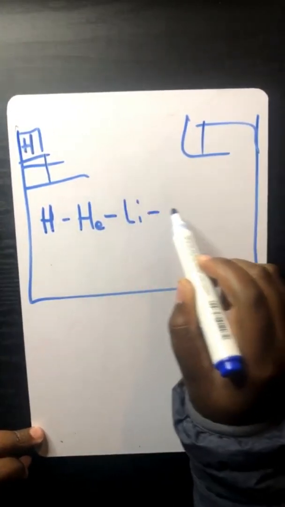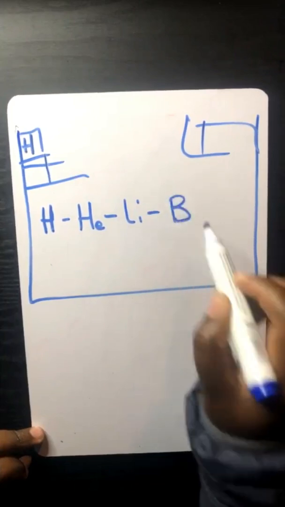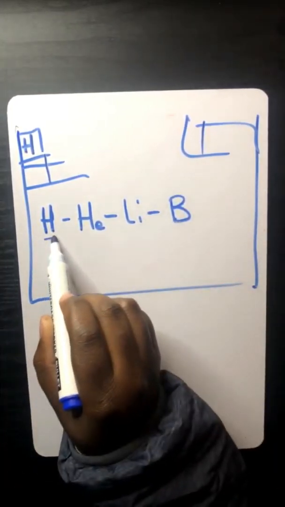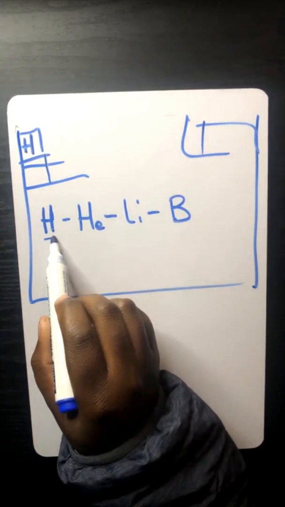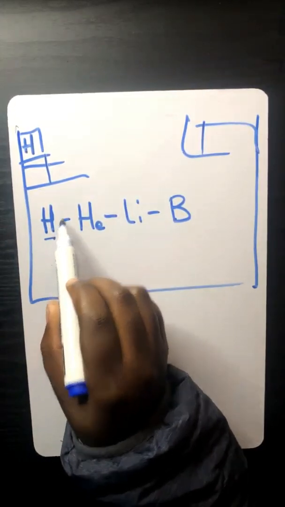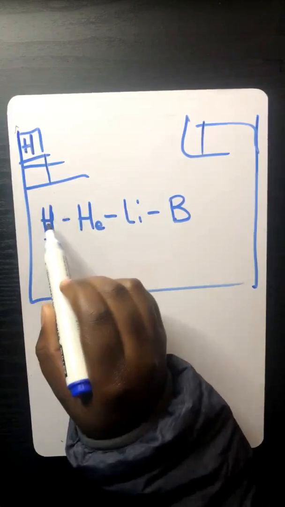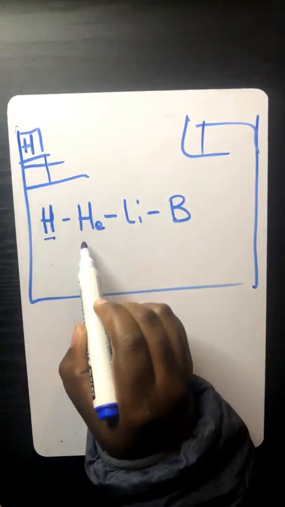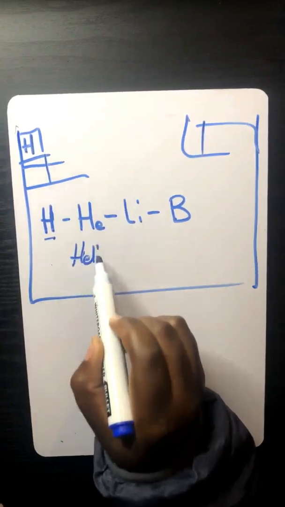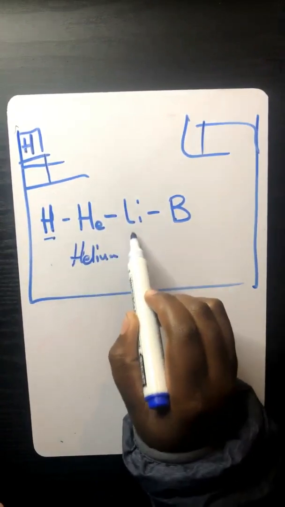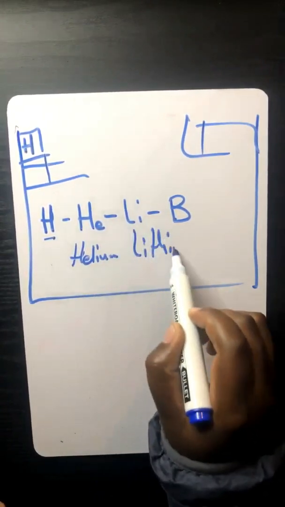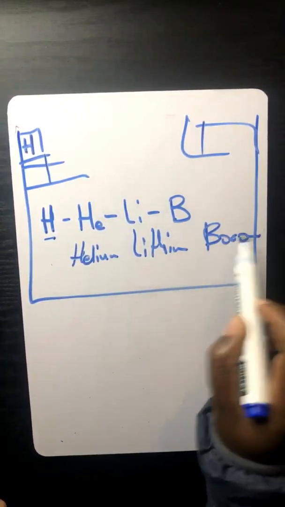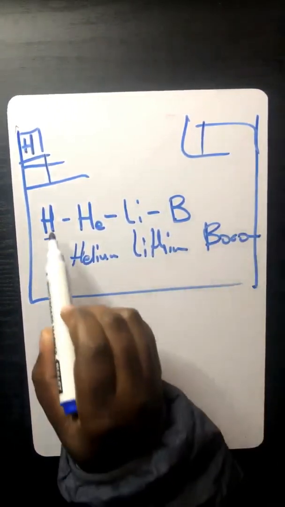Okay, and then I'll just leave it there. Listen to myself. Hydrogen. What did you say this one is? Hydrogen. And then this one is helium. And this one is what? Lithium. And then you say this one is boron, and so on.